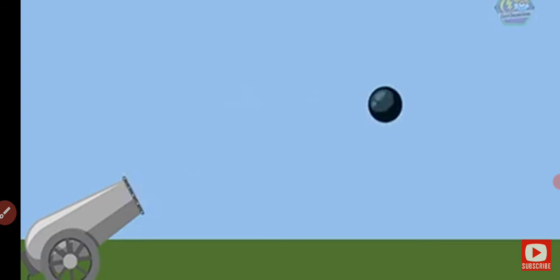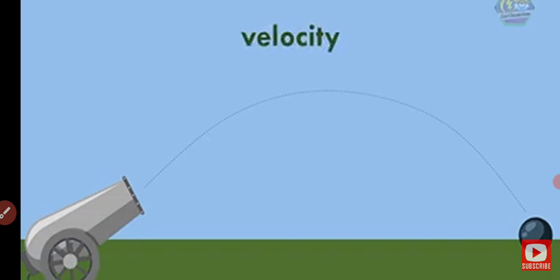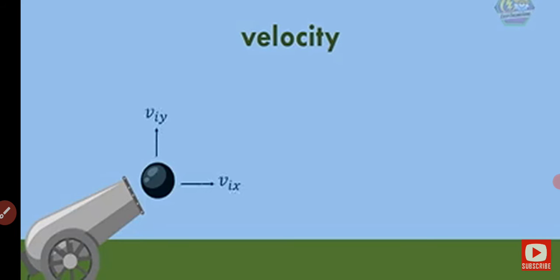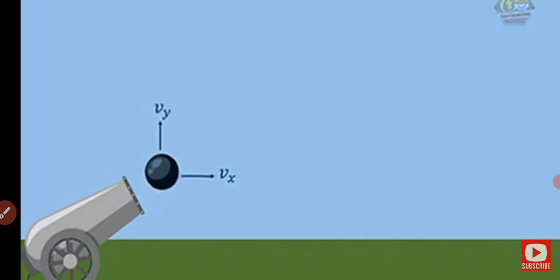So concentrate on this ball, how it is going and what we call this path. You can see that this path is parabolic in nature, just like the different shapes you have studied, like circle and all. So this shape is called parabolic. Here we are taking into consideration the velocity along the x-axis and the velocity along the y-axis.